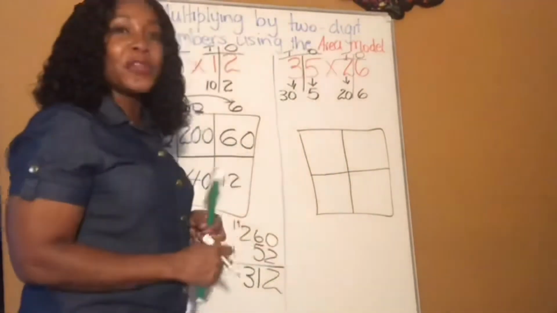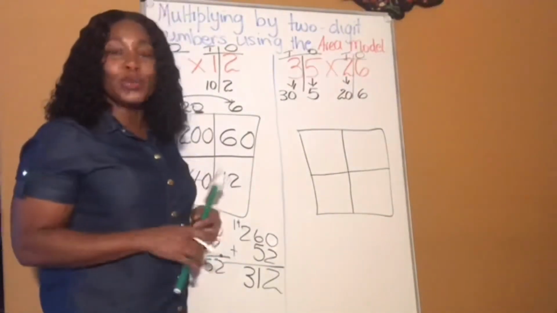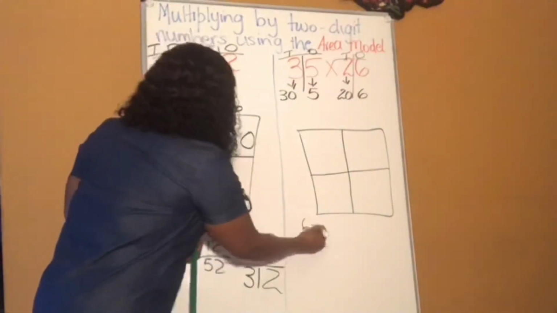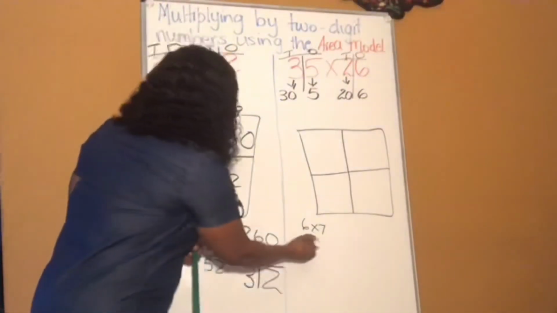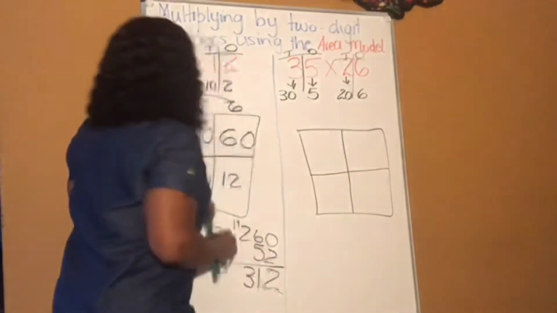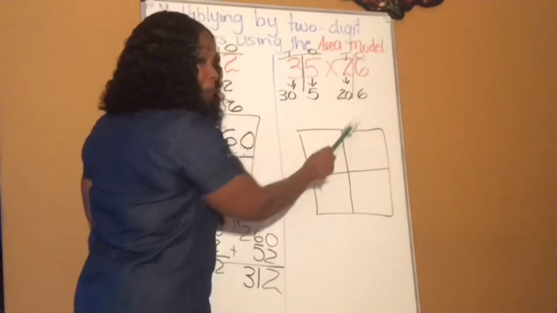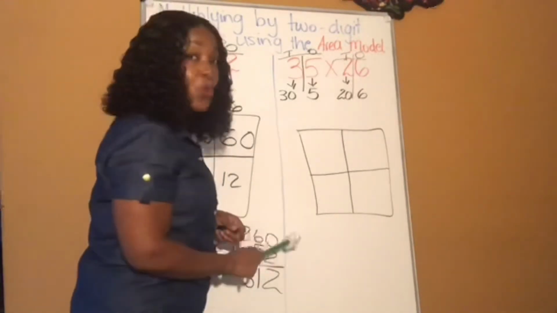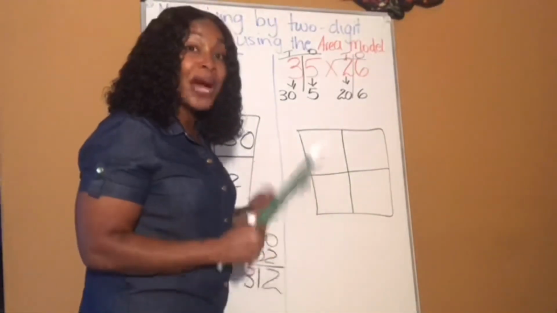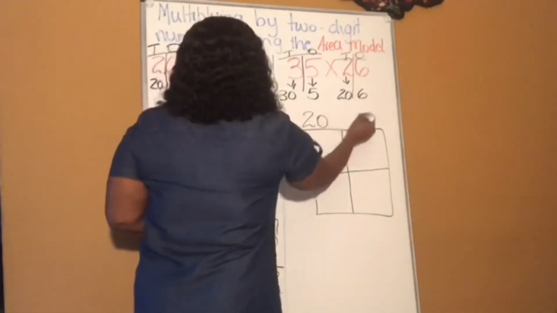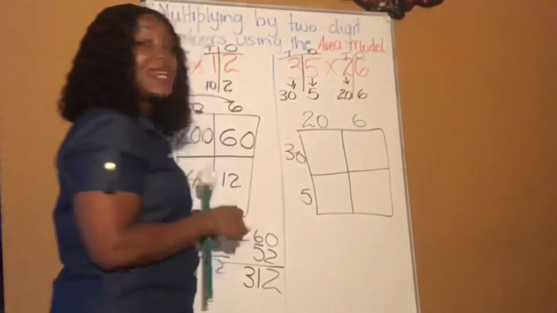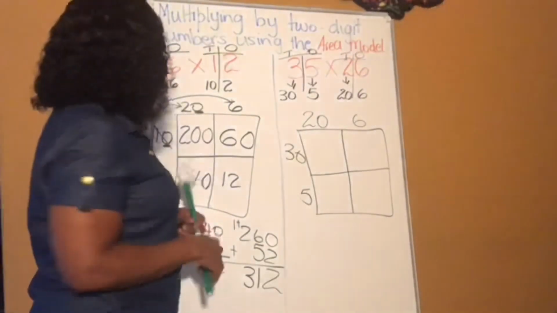Now I'm going to show you something. Remember, the last time in math, I told you that when you're multiplying, if it says 6 times 7, it's the same thing as 7 times 6. Same thing you're going to get. So now you don't have to put 30 and 5 at the top and 20 and 6 on the side. Either can go on the side. And guess what? Sometimes when you're taking a test, they will switch it up on you. So you have to remember that you can put 20 and 6 here and put 30 and 5 here. You're going to get the same answer because you're multiplying. So let's go.